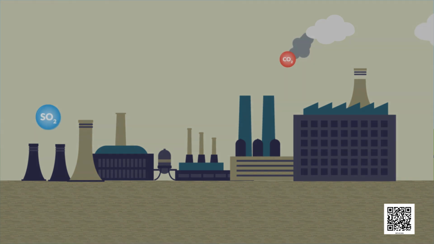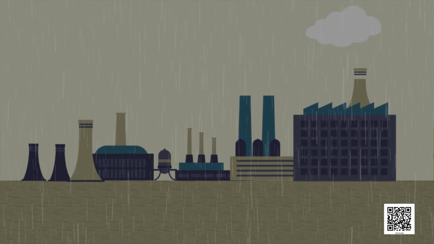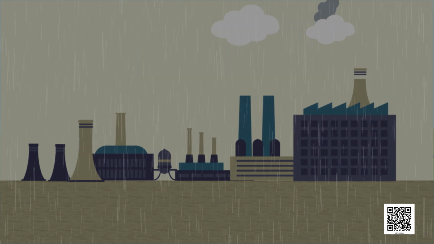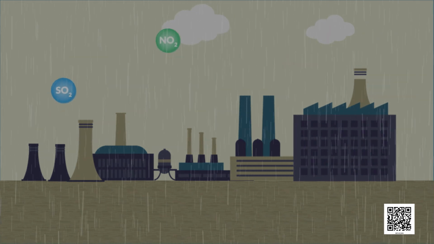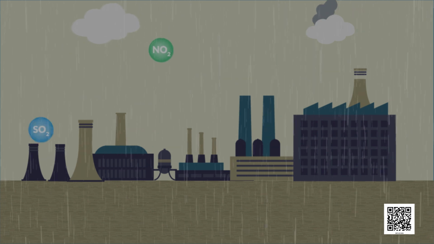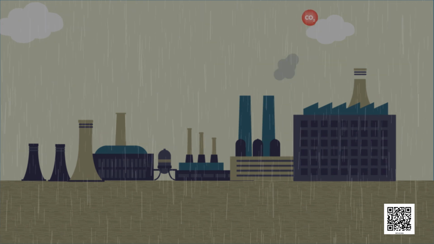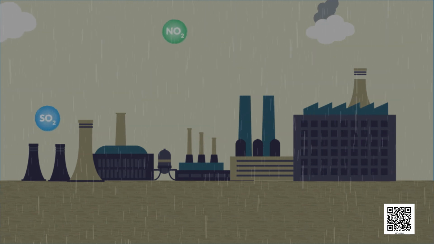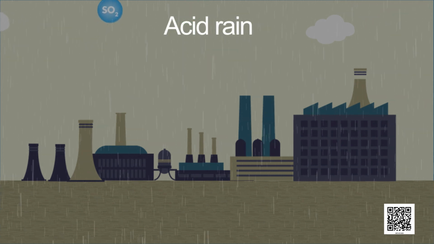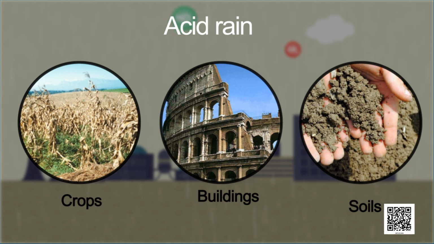Burning of coal and diesel releases sulfur dioxide gas. It is an extremely suffocating and corrosive gas. Moreover, petrol engines give off gaseous oxides of nitrogen. Oxides of sulfur and nitrogen dissolve in rainwater and form acids. Such rain is called acid rain. It is very harmful for crops, buildings, soils, and for animals too.